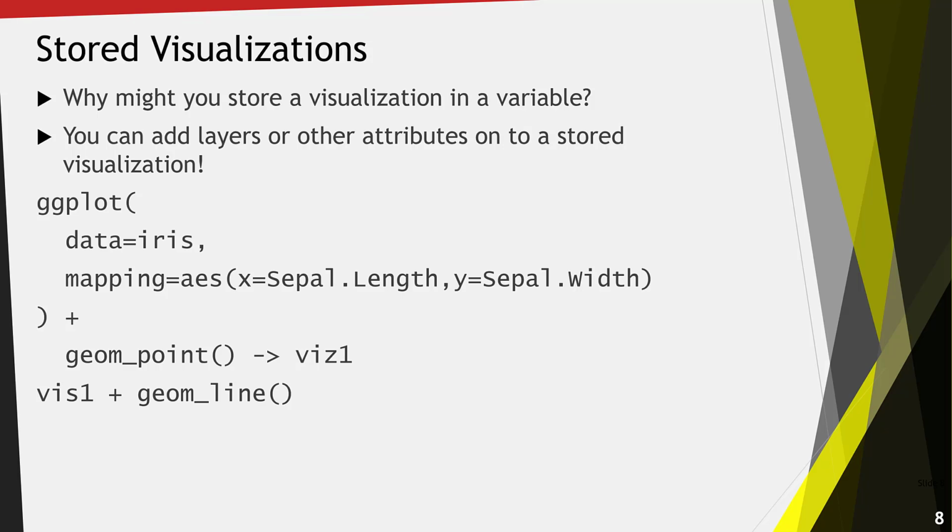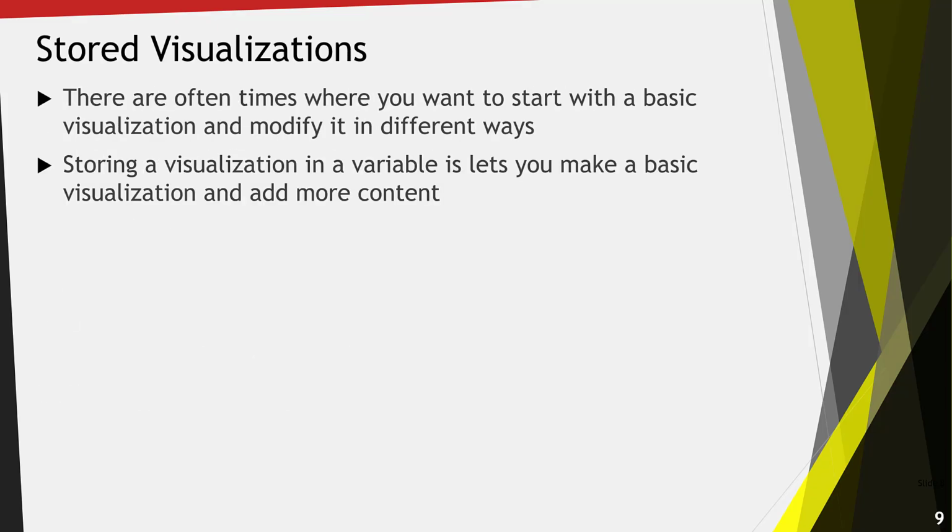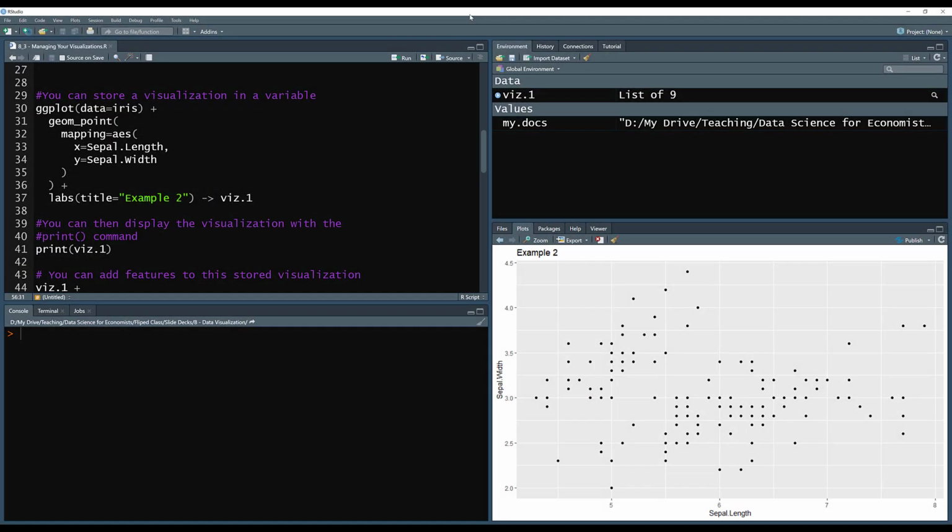So how might this work? I have some example code here where I create a visualization using the geom point geometry. I store all of that in a variable called viz1. I then take viz1 and I add a geom line geometry to it. What that will do is draw a visualization that has both the point geometry followed by the line geometry. So there may be a lot of times where you want to start with a basic visualization and modify it in a couple of different ways. And storing a visualization in a variable lets you make a basic visualization, add more content, but save yourself a bunch of typing. So let's take a look at adding additional layers after storing a visualization in a variable.